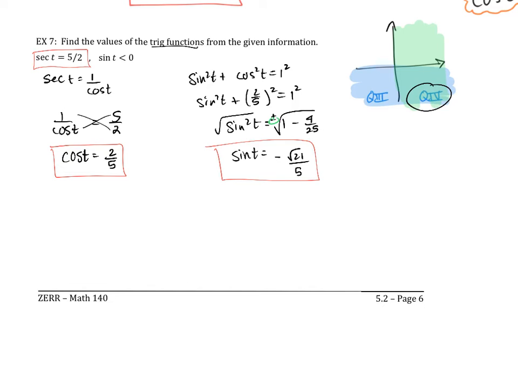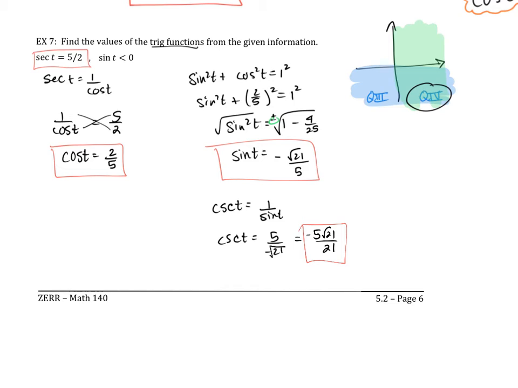Now we need to get our cosecant. Since cosecant is 1 over sine, it's just the reciprocal, so the cosecant here would be 5 over negative square root of 21. And then rationalizing the denominator there, we would get negative 5 root 21 over 21. So there's our cosecant. And we're almost done.